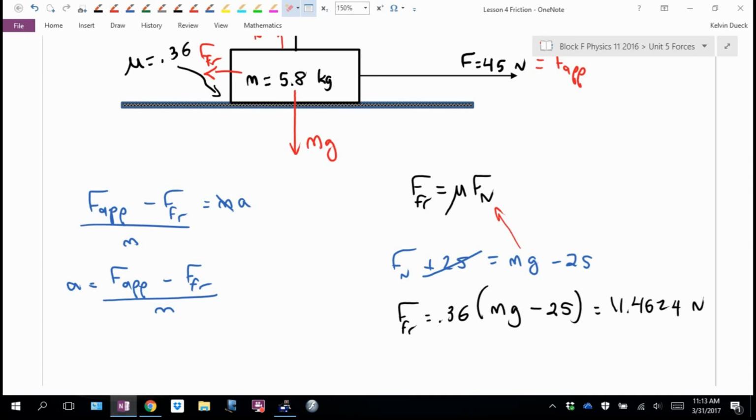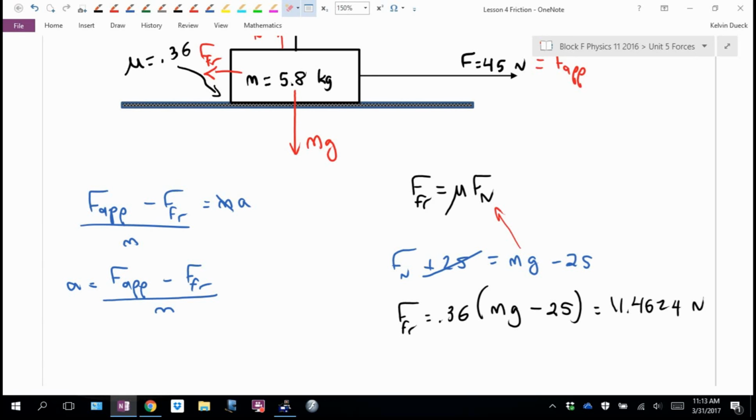But if you get a friction force bigger than your applied force and you're already at rest, you're staying at rest. What if this was already moving, sliding, and I got a friction force bigger than my applied force? You know what? Friction is the winner, and we're slowing down.